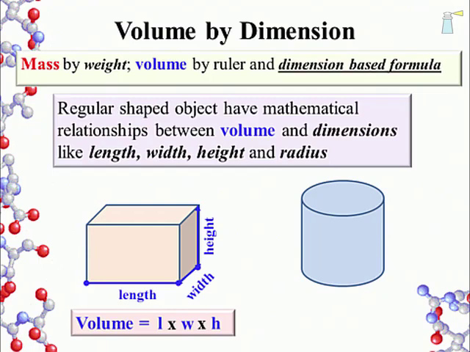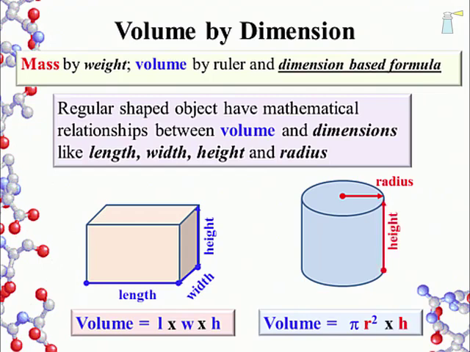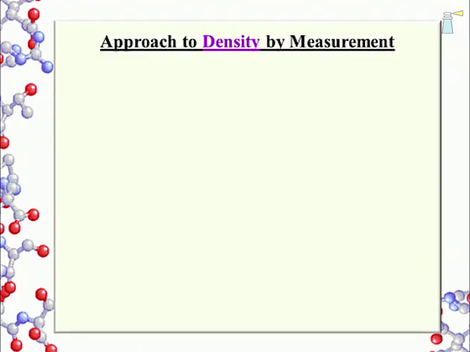Now consider the cylinder. Its volume is found by getting the area of the circle on top. That involves measuring the radius, squaring the radius, and then multiplying it by pi. To that area, multiply the measured height of the cylinder. Many familiar shapes have known formulas or equations based on measurable dimensions, and this allows us to determine their volume by measuring the dimensions. Getting density by measurement can be broken down into 6 steps.